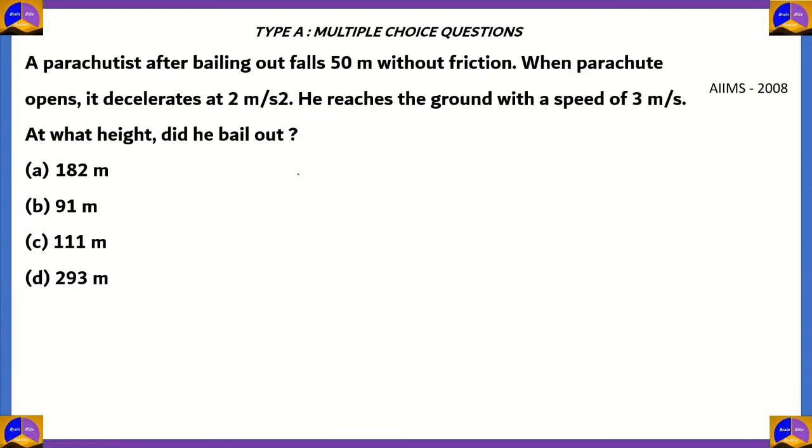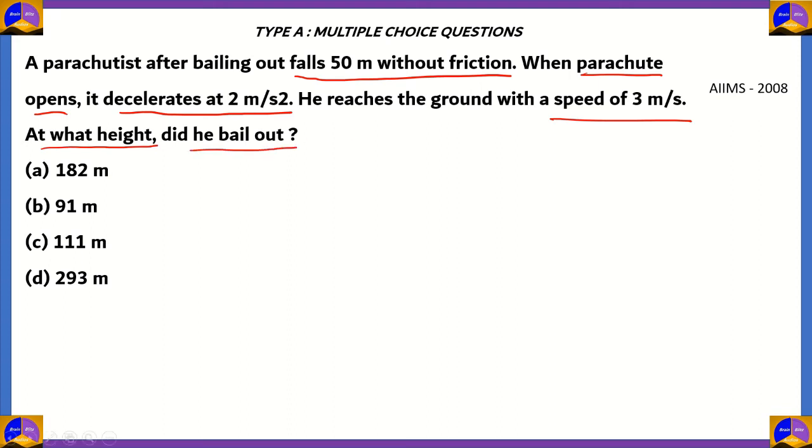Now let's look at this question. A parachutist, after bailing out, falls 50 meters without friction. When the parachute opens, it decelerates at 2 meters per second square. He reaches the ground with a speed of 3 meters per second. The question is, at what height did he bail out?